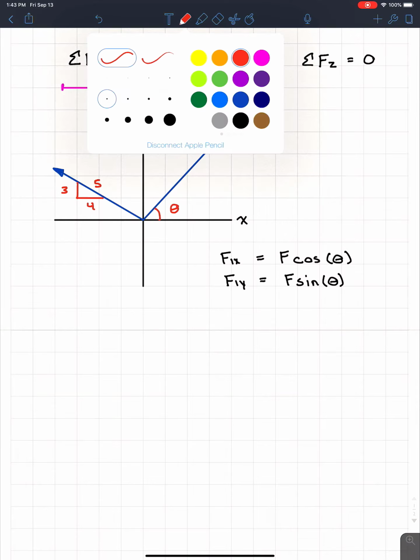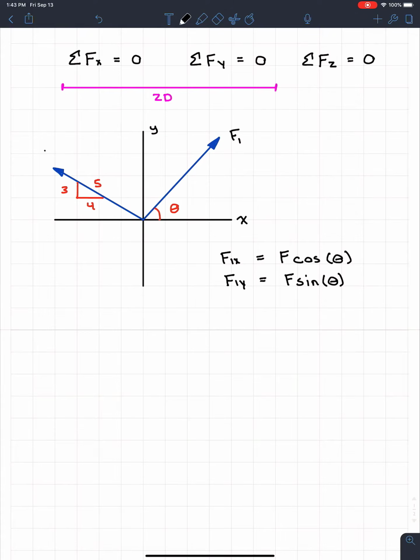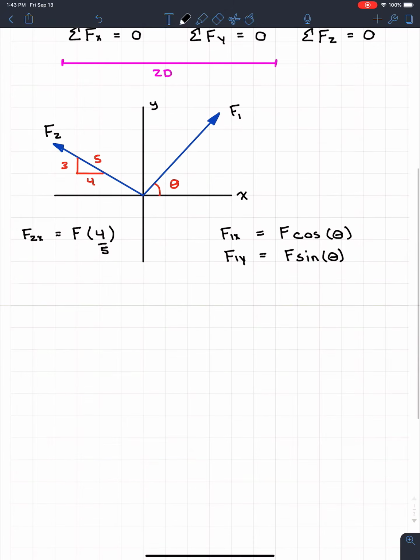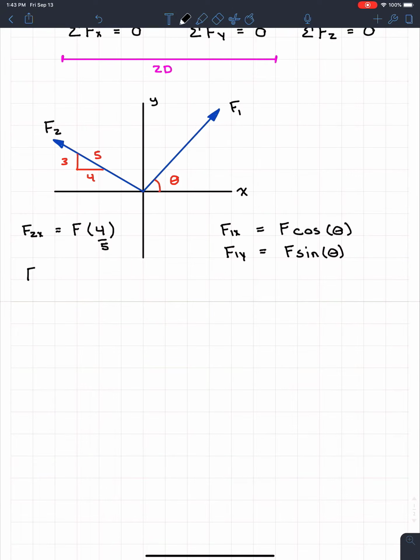In this case, and we'll call this vector f2 so you guys can know what I'm talking about, we know that f2x is going to be equal to the magnitude of f multiplied by 4 over 5. We're just taking the horizontal component of the triangle and dividing it by the hypotenuse. It's really, really simple. And similarly, f2y is going to be equal to the magnitude of f times 3 over 5. So again, really nice and easy.